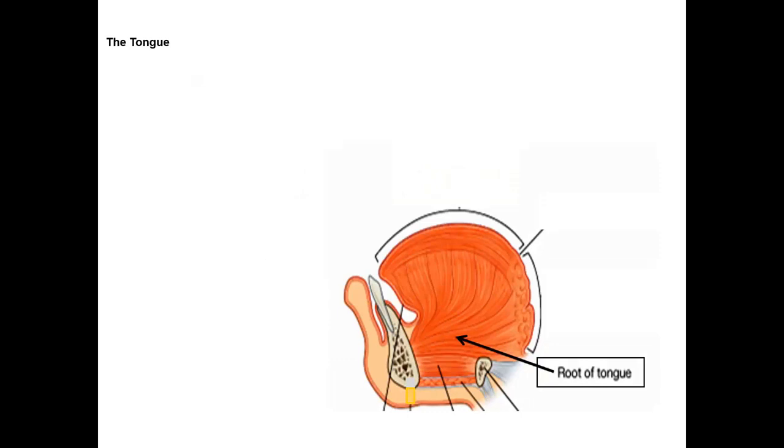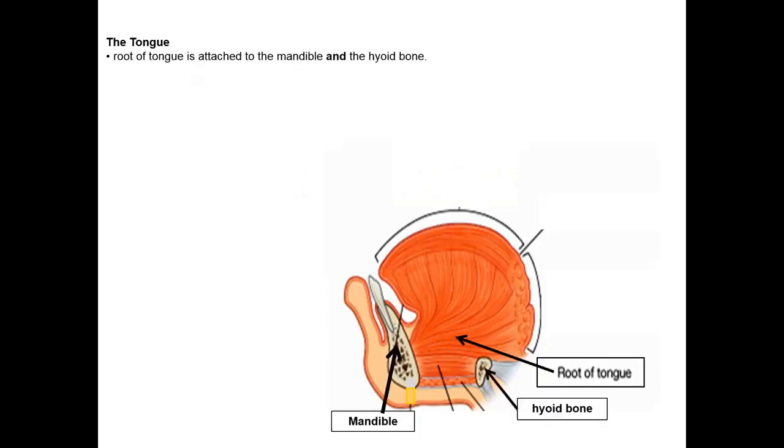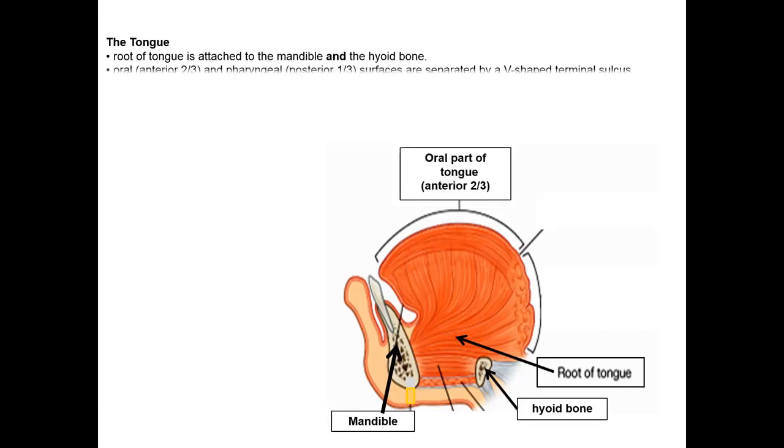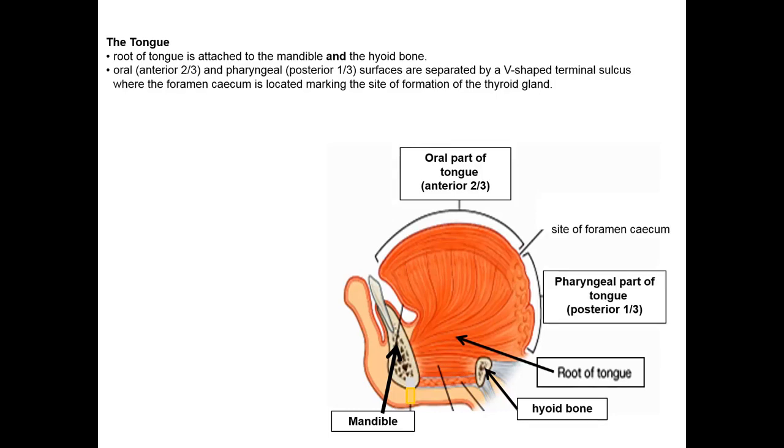It's important to understand a few things about the tongue. The root of the tongue is attached to the mandible and the hyoid bone. And we have an anterior 2/3 of the tongue that is called the oral part of the tongue, and a posterior 1/3 referred to as the pharyngeal part of the tongue. And they are separated by a V-shaped terminal sulcus where the foramen cecum is located. It's a midline structure, and it marks the site of the formation of the thyroid gland.